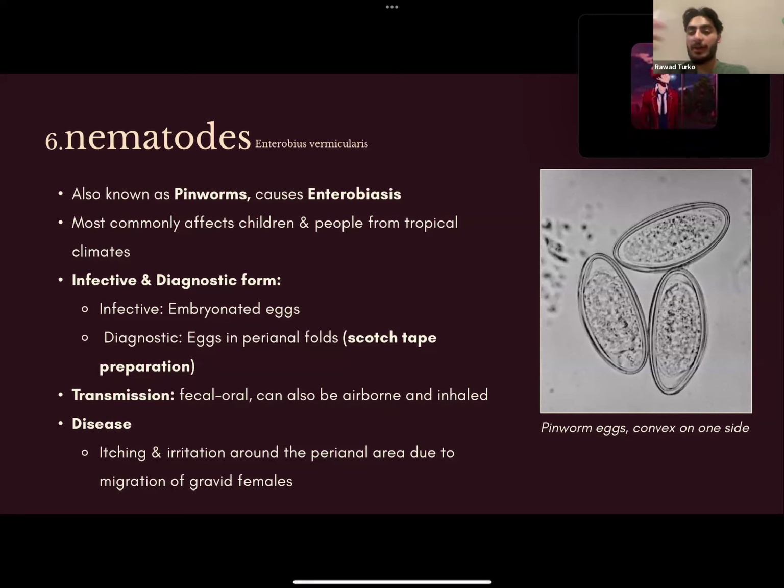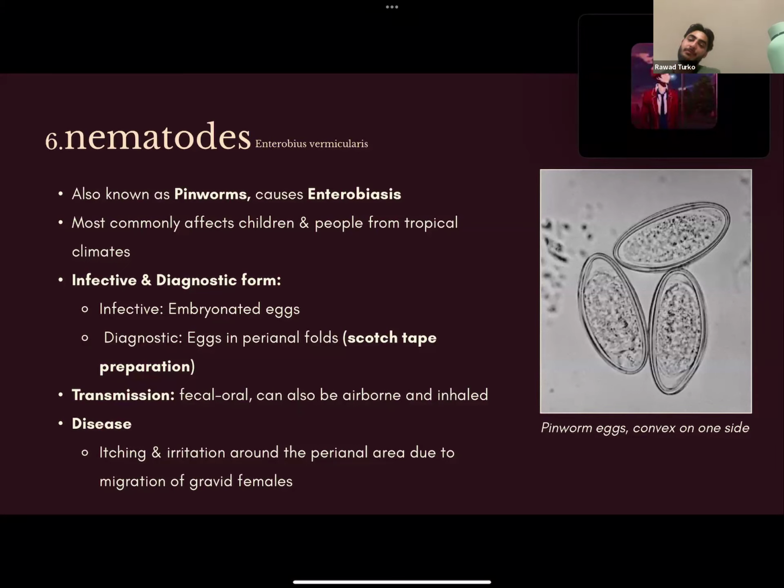So the infective stage is again the embryonated eggs. The diagnostic, this is really important: they are eggs in the perianal folds, which are prepared through the Scotch tape preparation. So that's how you diagnose Enterobius vermicularis, or enterobiasis. Before we even move on, who can tell me why we find eggs in the perianal folds? Something about the life cycle of this worm. It's because the worm lays its eggs at the perianal area, so that would cause itching. So once you do the Scotch tape, you see the worms and the eggs.